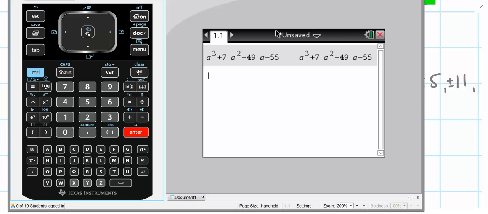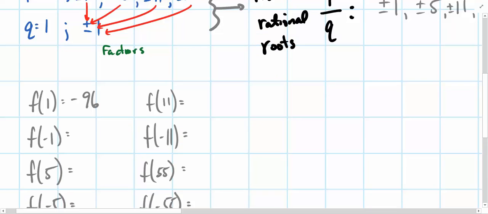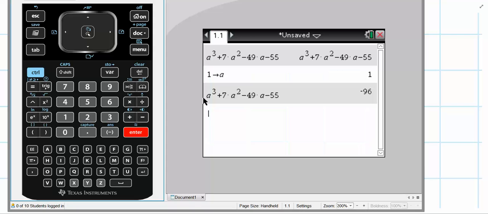Okay, and this is what it looks like in the calculator the first time. Again, we're using the letter A in place of X here. And the calculator doesn't understand what the value of A is supposed to be, so we have to store a number in its place. So I'll type the number 1, press the Control Variable button to pull up this storage command. We're going to take the number 1 and store it in place of A and press Enter. Now we can jump up to our previous entry, press Enter again, one more time, and we see the result. When A is equal to 1, our end result is negative 96, not a 0. So let's check the next one.